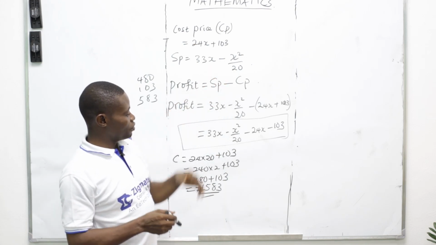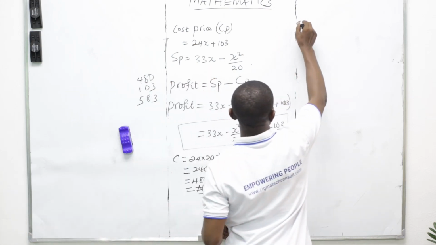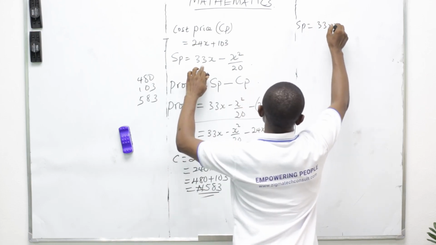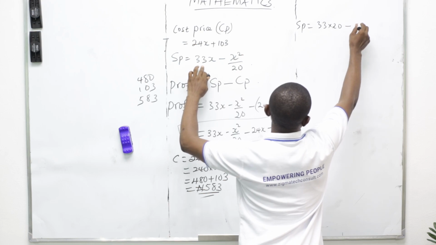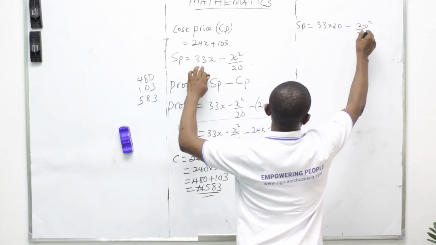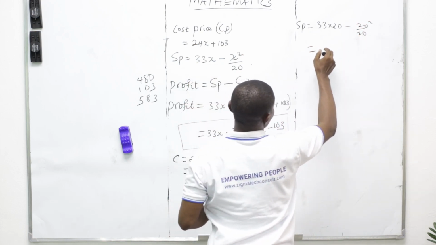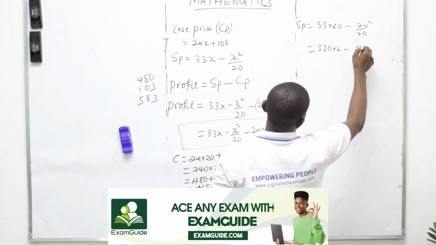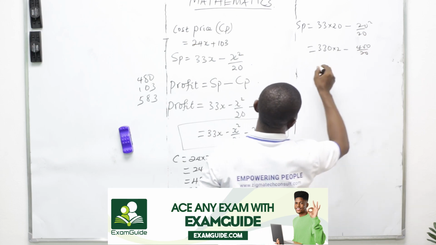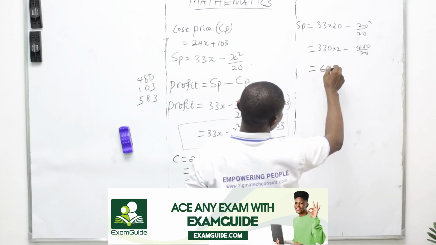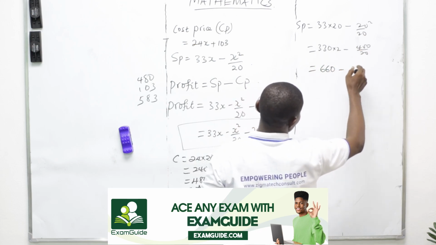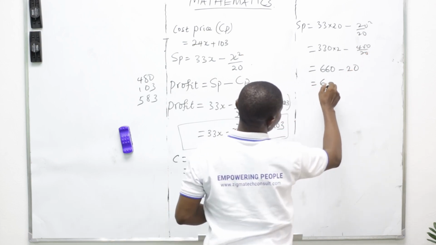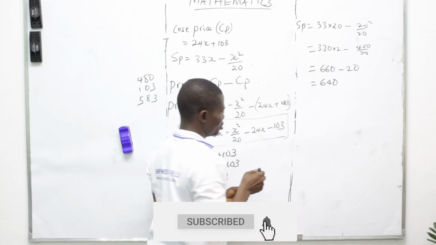If you substitute for selling price SP, 33 times 20 minus 20 square all over 20. This will give us 660 minus 20. That is 640. Okay.